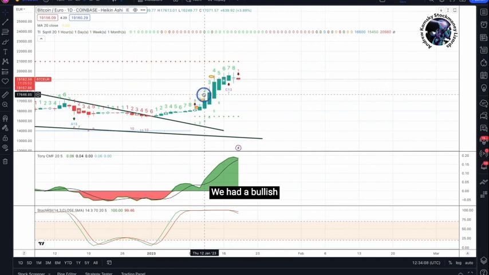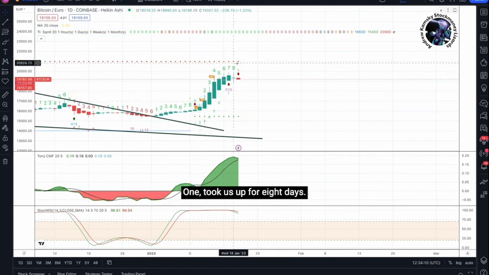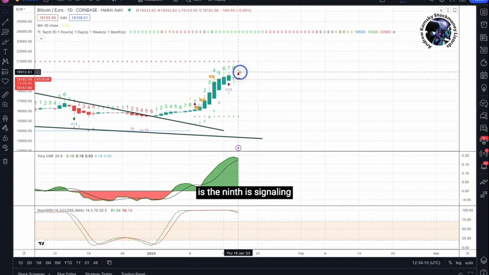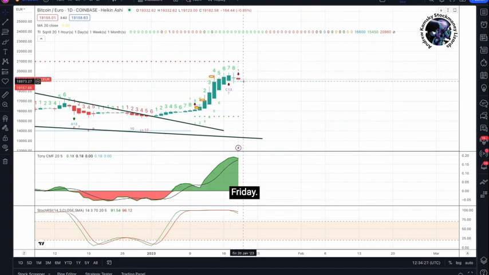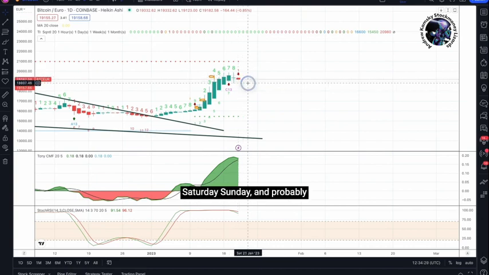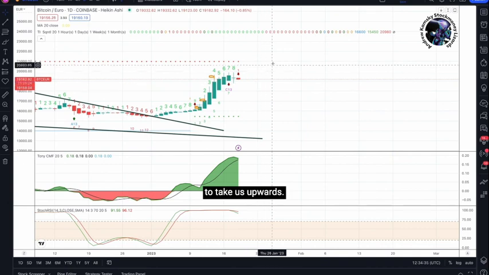We had a bullish 2 above a bullish 1. Took us up for 8 days, but this current day, which is the 9th, is signaling that we should go down. Now, we know that we can correct from 1 to 4, which basically means that today is Thursday, 19 January, Friday, Saturday, Sunday, and probably Monday, we should have our first bullish move to take us upwards.